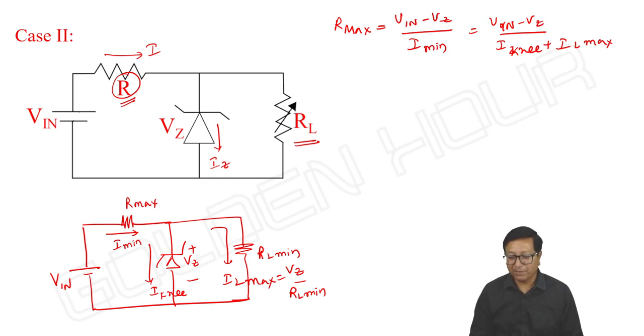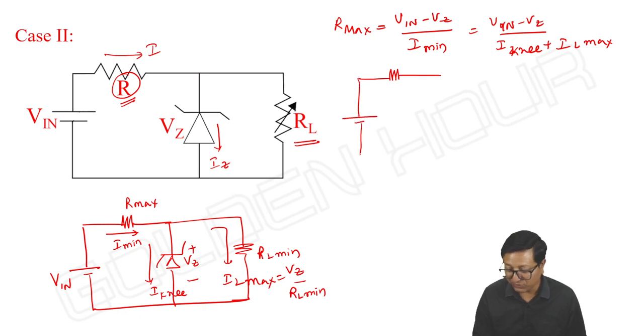Okay. I minimum you cannot write in terms of Iz maximum. And you cannot use that combination Iz maximum and IL maximum. You can't even write Iz maximum and IL minimum. Here I is not constant because R is variable. If R is not variable, then definitely I might be constant. Okay. Take the second case. Input is constant only.